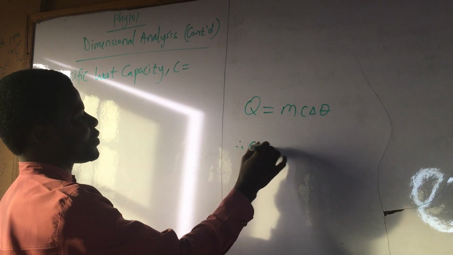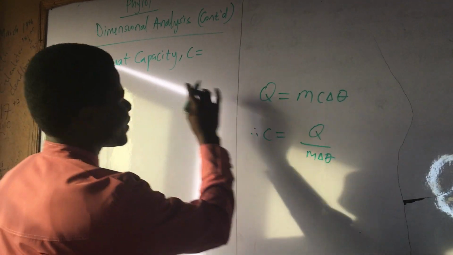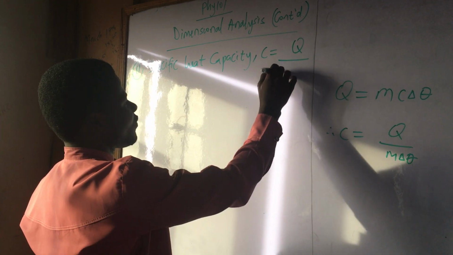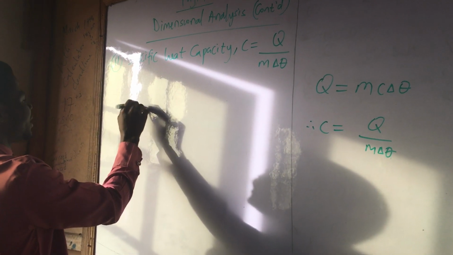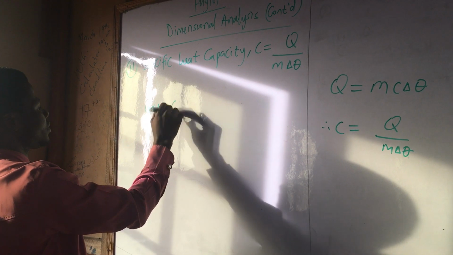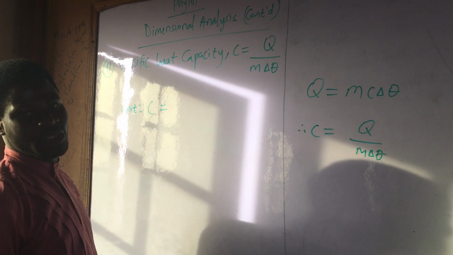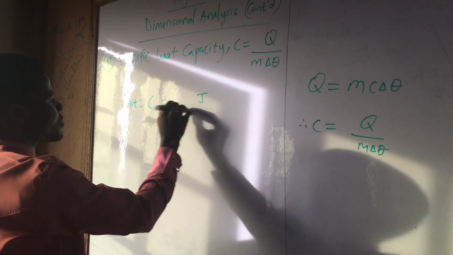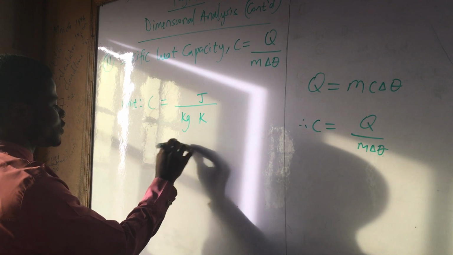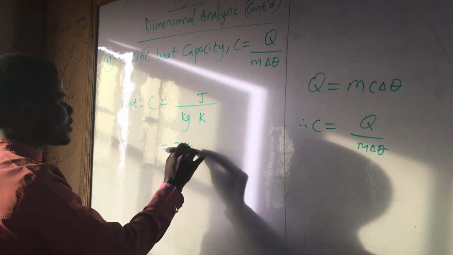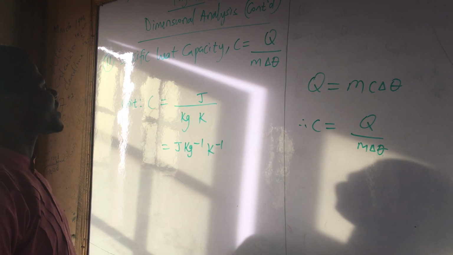Okay, so from there, c will give us Q over mΔθ. So that's the formula I'm using. That is quantity of heat over mass times change in temperature. So let's obtain the unit of that. Heat is a form of energy, and all energy is measured in joules. So quantity of heat is measured in joule, mass in kilogram, temperature difference in Kelvin. So the unit becomes joule, and kilogram goes down, so it becomes per kilogram, then per Kelvin. Joules per kilogram per Kelvin becomes the unit of specific heat capacity.